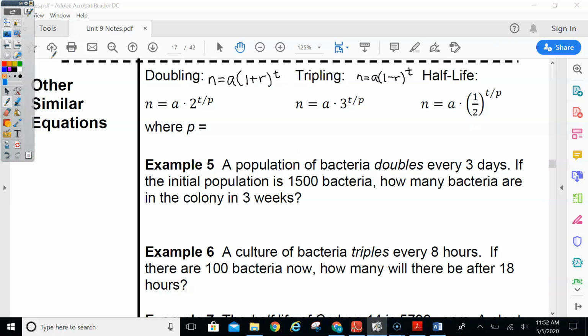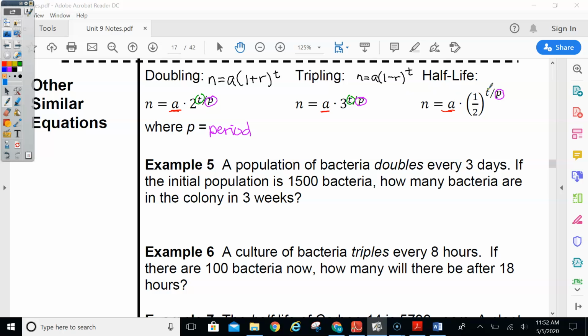The only difference with these is now they have this p-value as part of the exponent, and the p is your period that it takes to do whatever it is you're doing, the period that it takes to double or triple or cut in half. So however long that is, that's the number you divide by. But everything else is the same. A is still your initial. R, we don't really need because we already have the whole base, the whole growth factor and the decay factor. T is still your time.